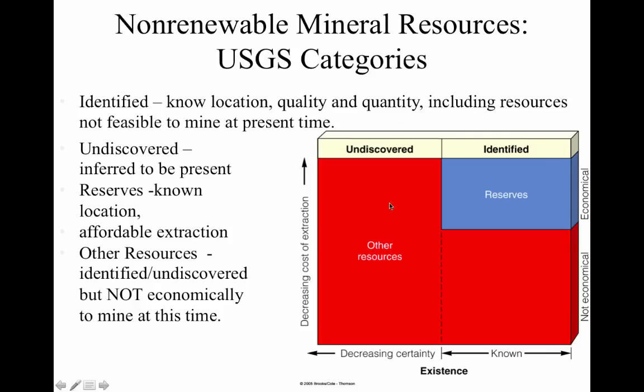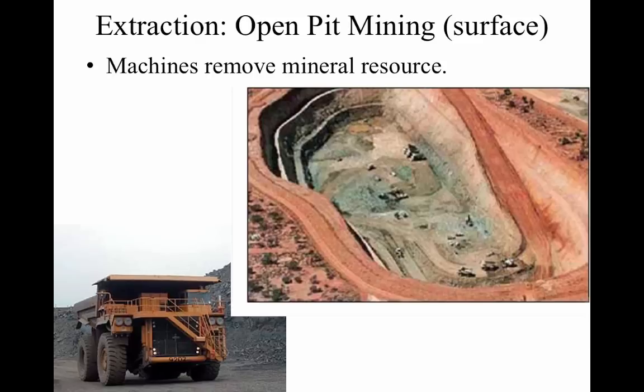So shown on this graph, undiscovered is just stuff we don't know is there. Just because we know where something is, it's considered identified, but that doesn't necessarily mean it's a reserve. A reserve is only something that's known and economically feasible to take from the earth.